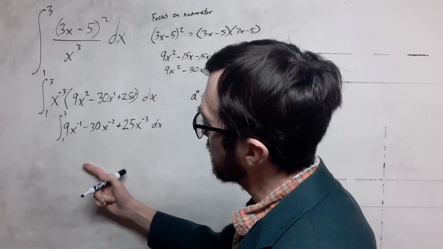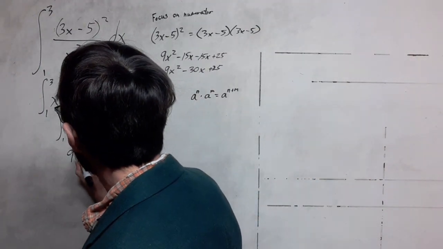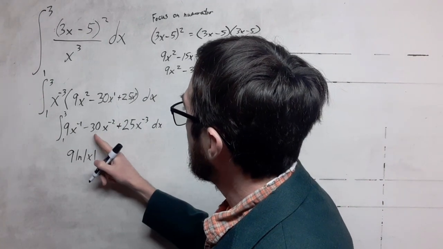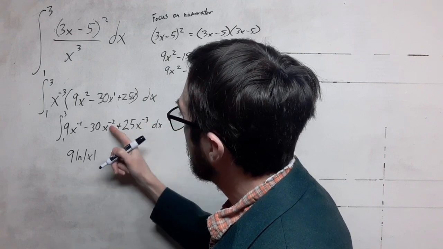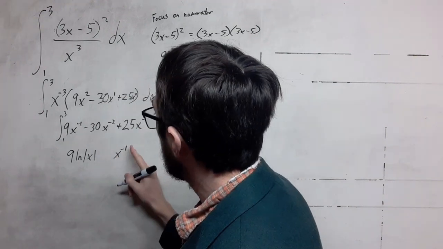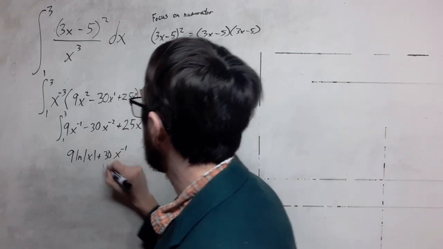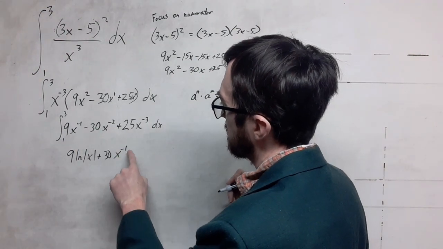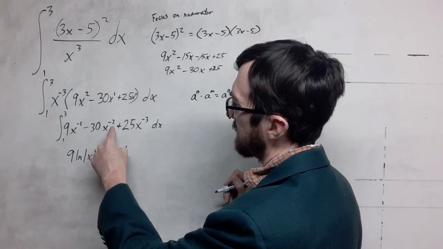So this is really 9 over x. So that's kind of our classic logarithm form. We're going to have 9 log of absolute x there. Then looking over here, if we add 1 to this, we're looking at x to the -1. We want -1 times something to give us -30. Well, that would just be +30. Remember, as we take the derivative of this, we want to get this. So -1 times 30 will be -30, and then subtracting 1 from that, we get the -2.